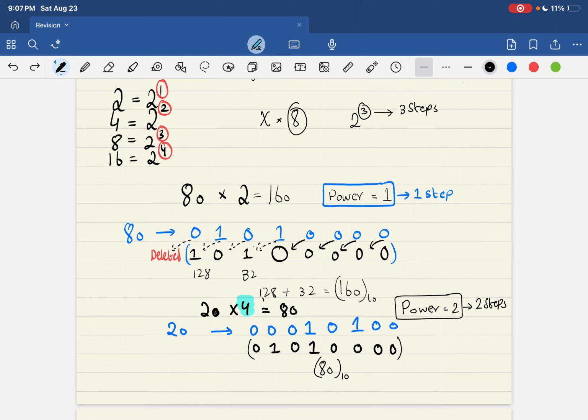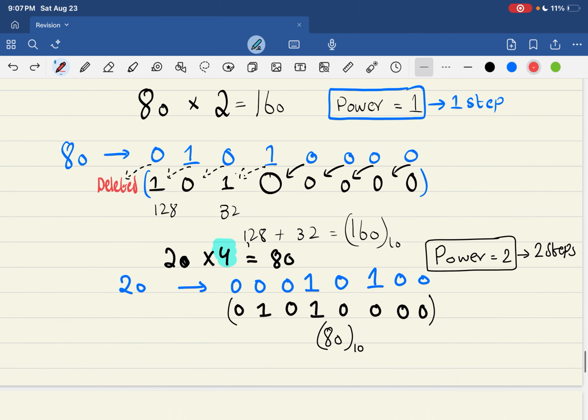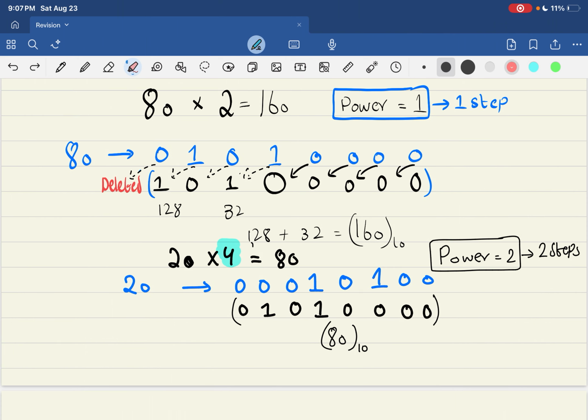Any bit that finds no room in the existing 8-bit binary is simply deleted. In the example that we just did, these 2 bits were deleted because both of them were moved out 2 places to the left, and in that case they had no space in our binary representation.